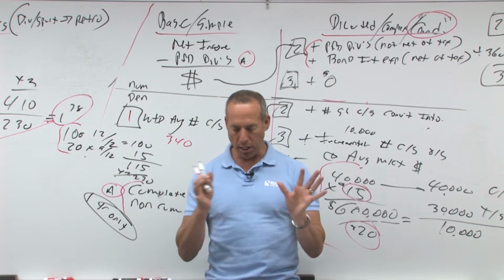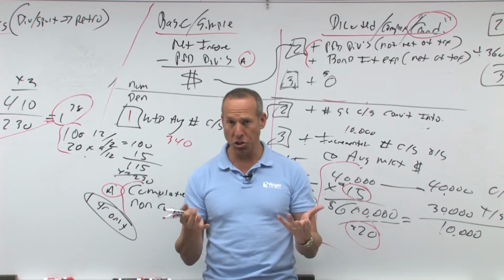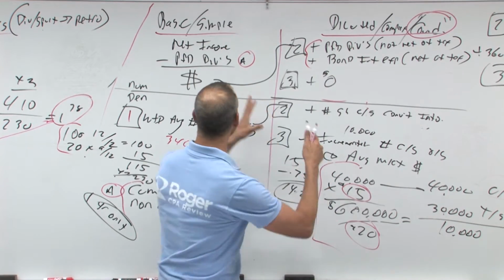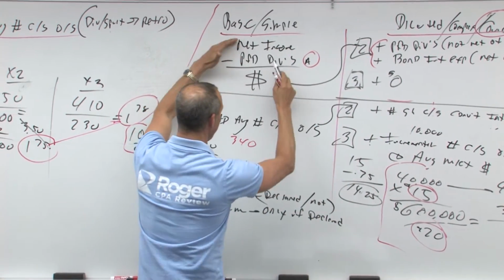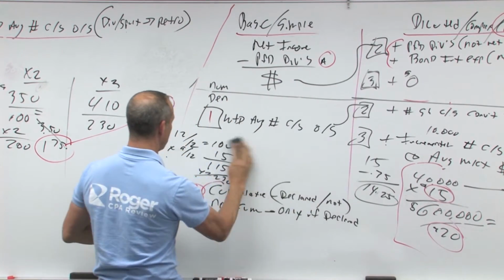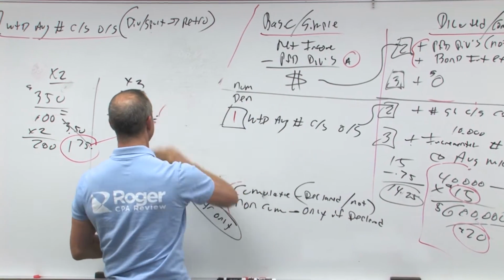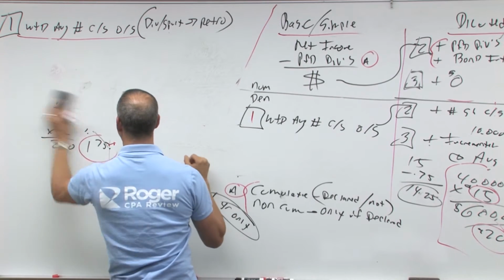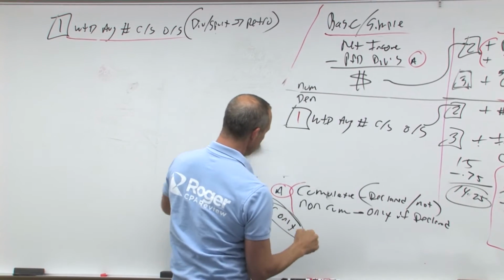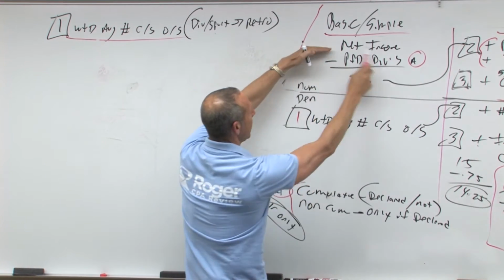Okay, so what's tricky here? What's tricky here is we have preferred stock. So we know that for basic, it's net income minus preferred. What do you know about preferred? Let me just clean this up so we can see what's going on and read what I've written. What we know about preferred is net income minus preferred.